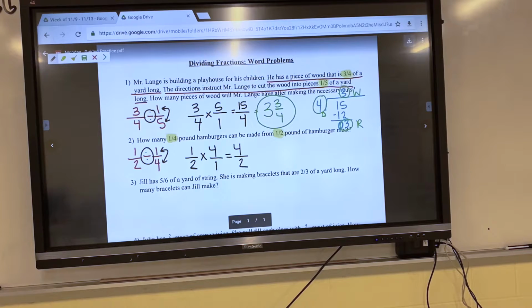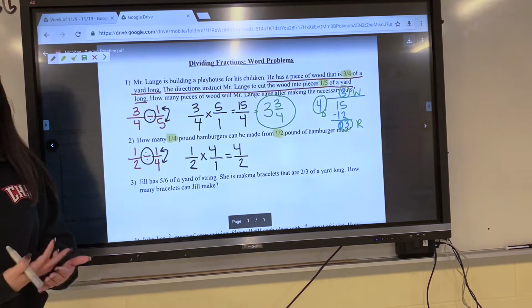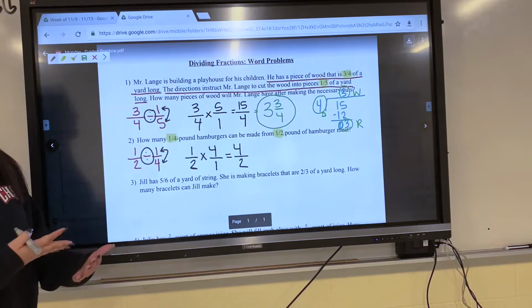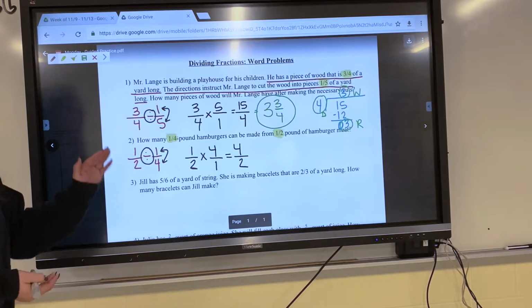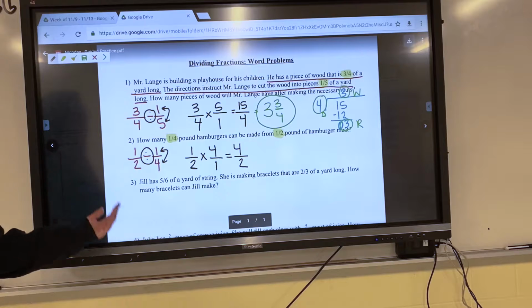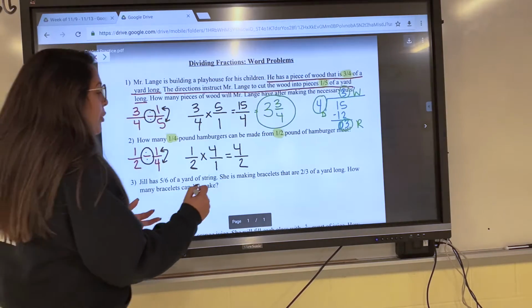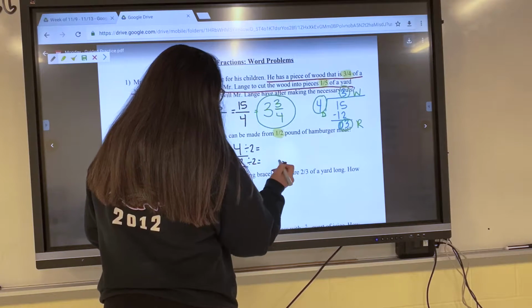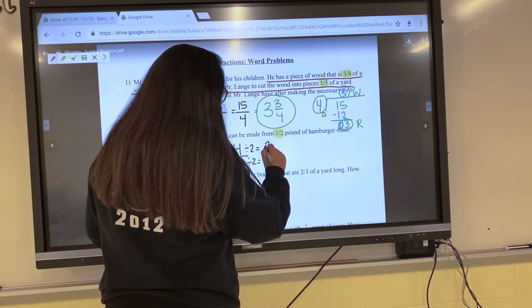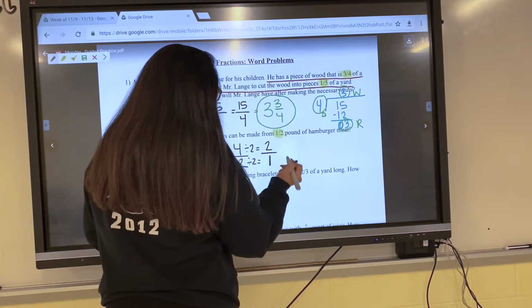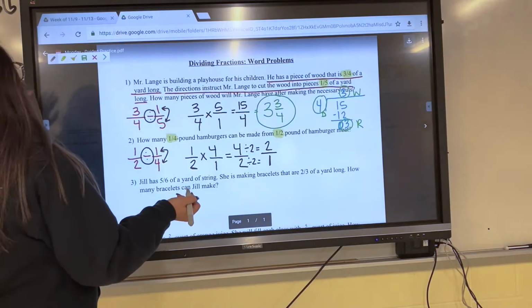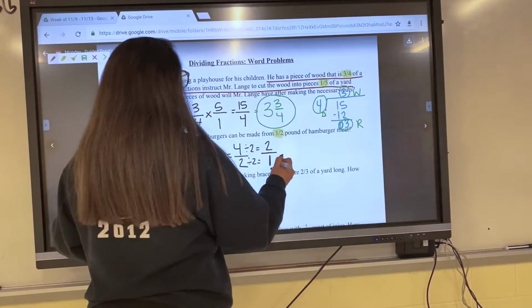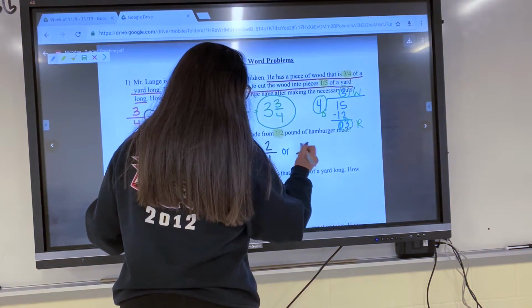Before I do anything, remember, our goal is to always reduce or simplify our fraction as small as it possibly can get. So I'm looking at 4 and 2, and just by looking at it, I know that I can simplify this fraction because both of them are even, so I can divide both of those numbers by 2. So I'm going to do 4 divided by 2 and 2 divided by 2. 4 divided by 2 is 2, and 2 divided by 2 is 1. So our answer is 2/1 or just 2.